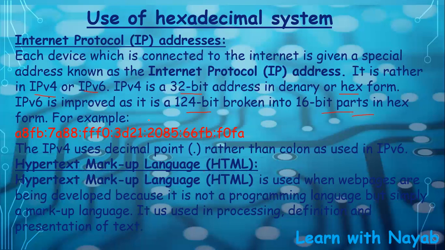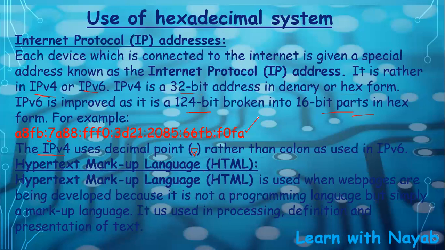For example, there's an IPv6 address given here. This is AHFB colon, 7A88 colon, triple F0 colon, 3D21 colon, 2085 colon, 66FB colon, F0FA. We always use colons in IPv6, whereas IPv4 addresses use the decimal point rather than the colon.